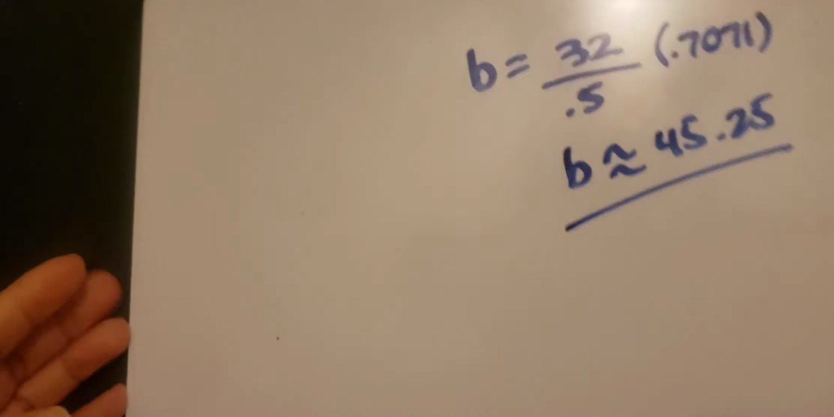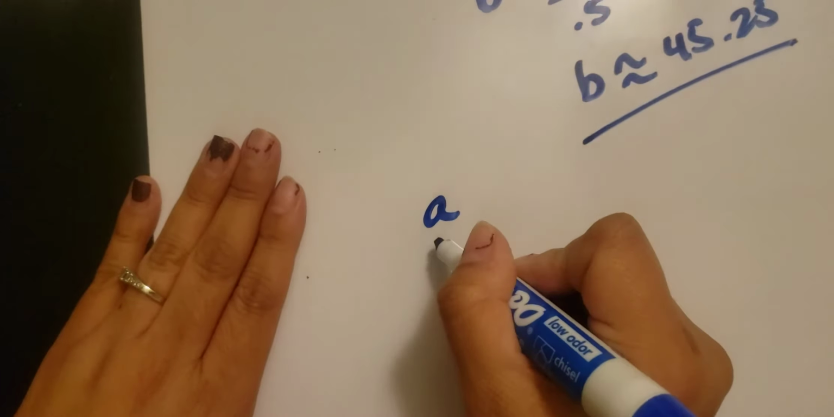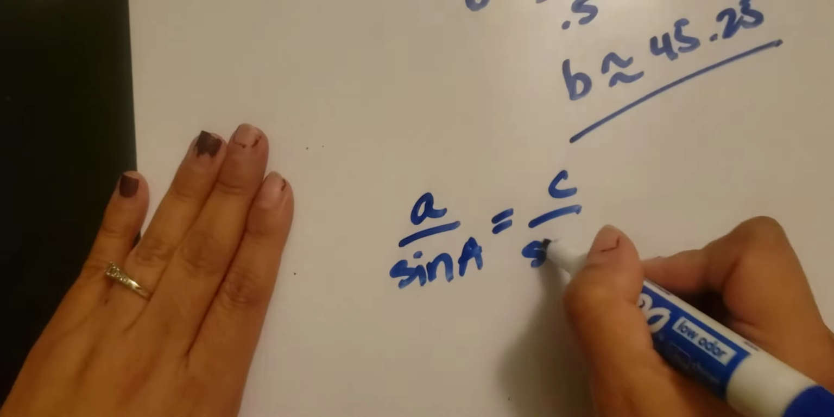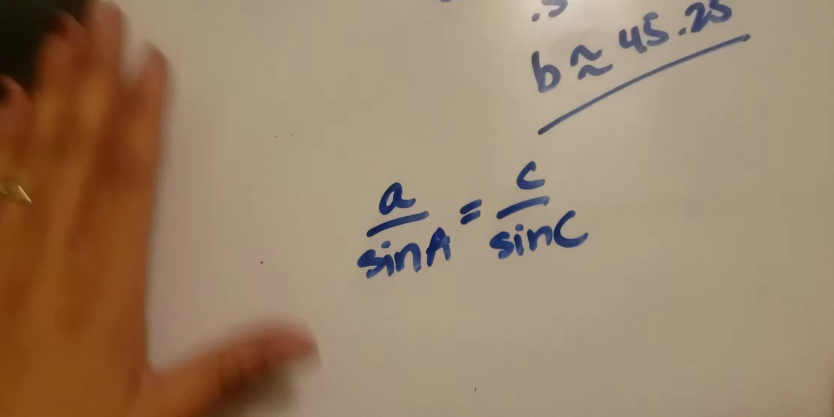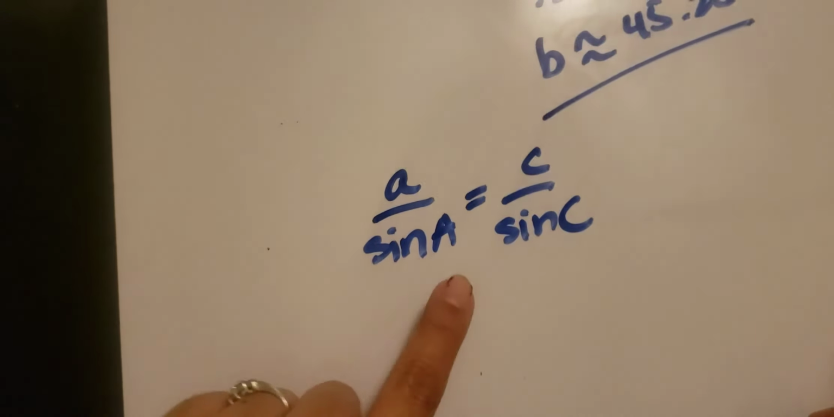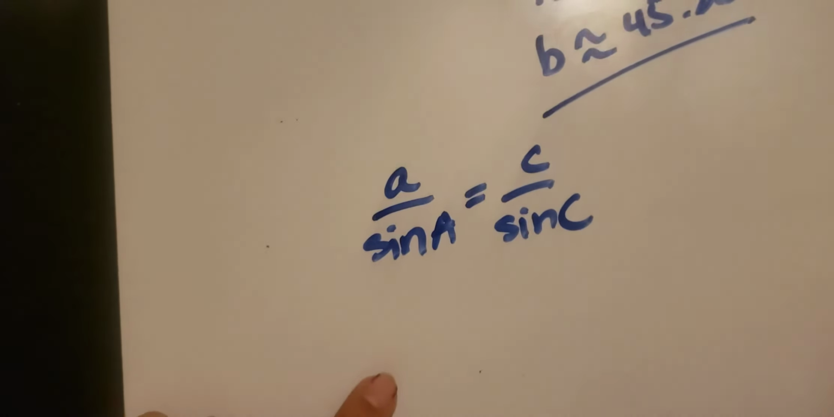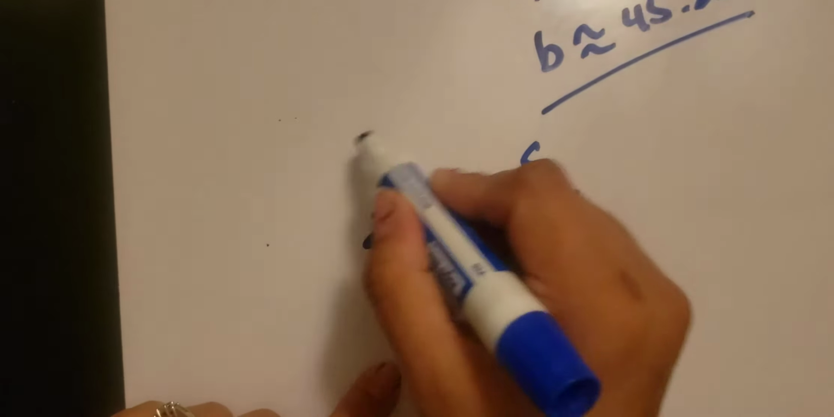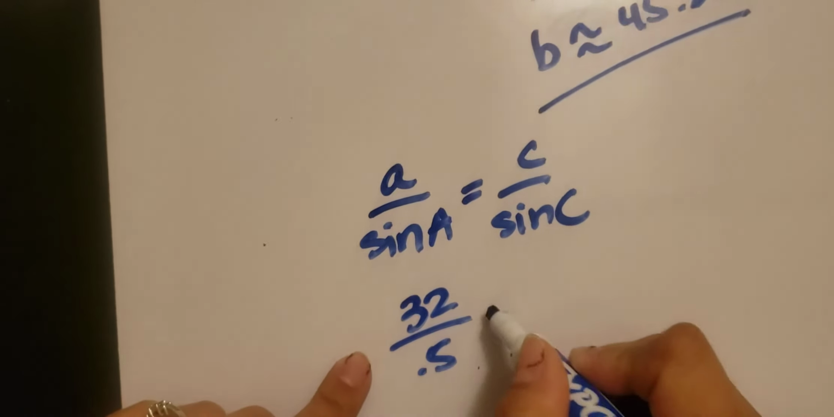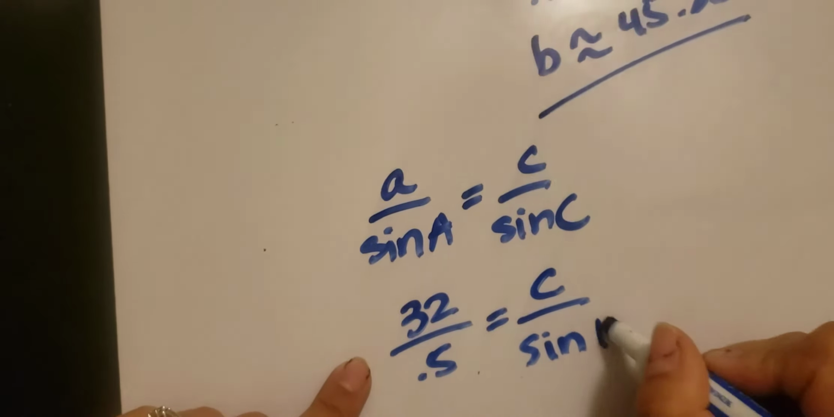Okay, so now we're just missing one more side, okay? So for the next side, I'm basically just going to stick to the same thing. So a over sine of A equals c over sine of C, okay? Again, we were given side a, we were given angle A, we found angle C, but we need to find side c, okay? So we previously used this. So this is already 32 over 0.5 equals c over sine of 105, okay?